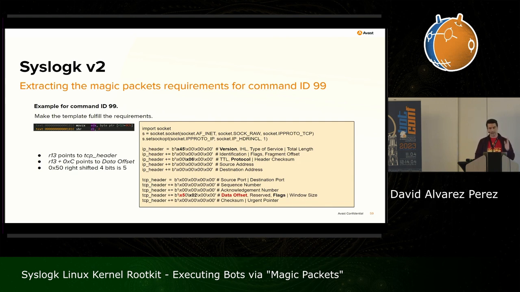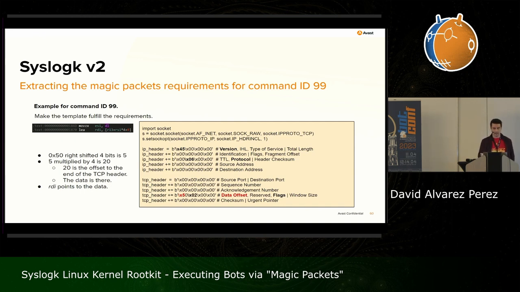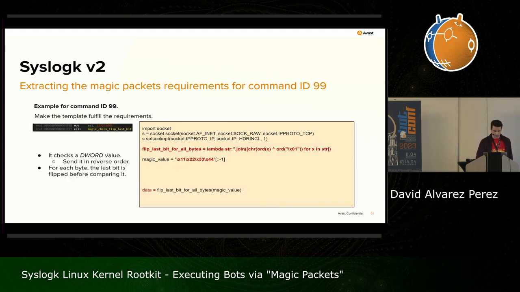What it does is the following. R13 is pointing to the TCP header plus C, the byte at the C offset. With the SHR assembly instruction, it shifts this byte 4 bits to the right, such that it gets 5. Since 5 multiplied by 4 is 20, this is exactly the size of the TCP header. You can see this in the LEA instruction, which is moving the address of the data of the packet to the RDI register of the processor.